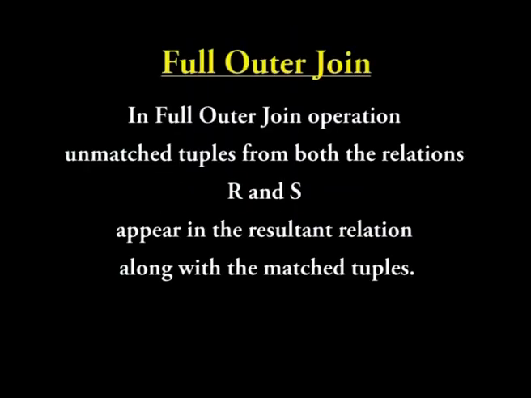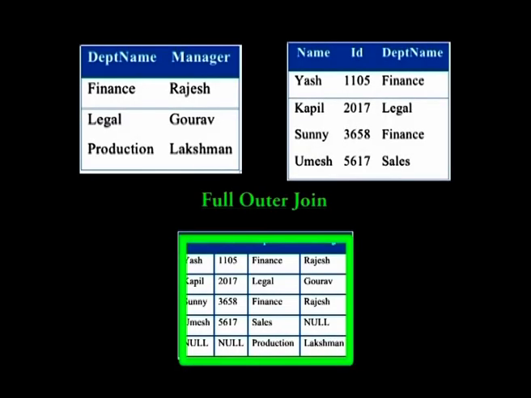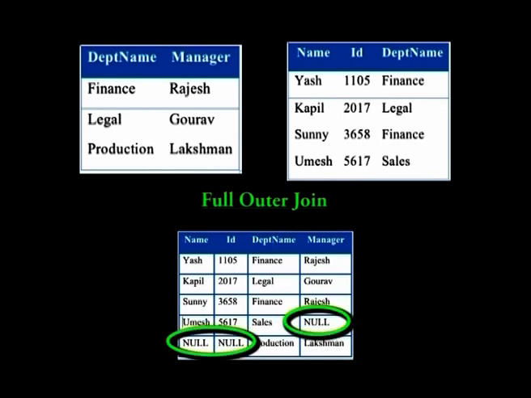Full outer join. In full outer join operation, unmatched tuples from both the relations R and S appear in the resultant relation along with the matched tuples. For example, reconsidering employee and department relations. The resultant full outer join relation for the join operation will be. Here unmatched tuples from both of the relations are included with null for unmatched fields.